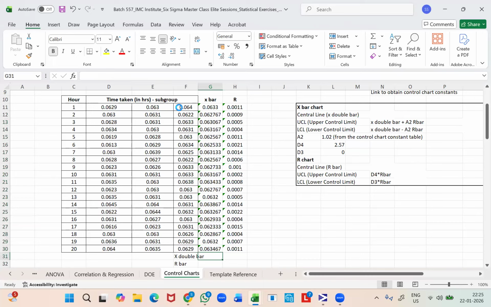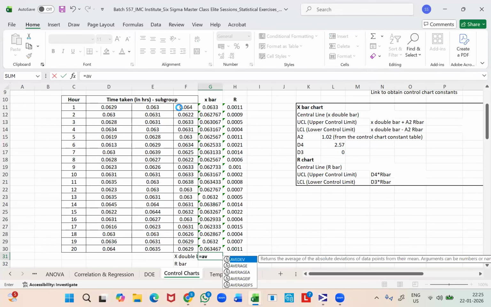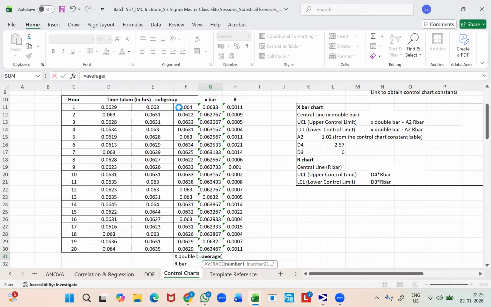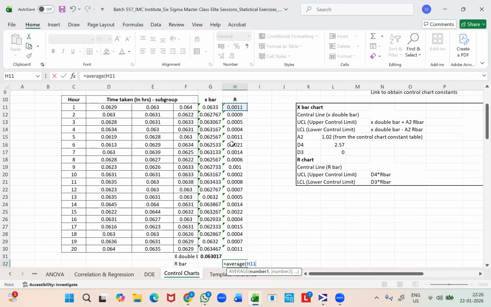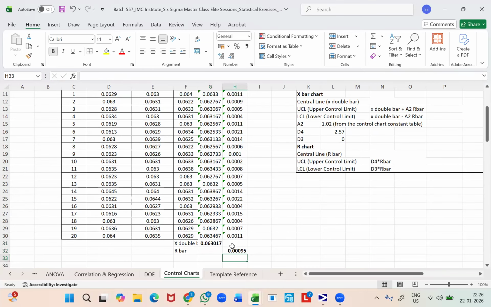Now what I will do is I will calculate X double bar. So this X double bar will be the central line in the X bar chart. Similarly, R bar will be the central line in the R chart. So X double bar will be the average of all these X bar values. And R bar will be the average of all these range values. Right?